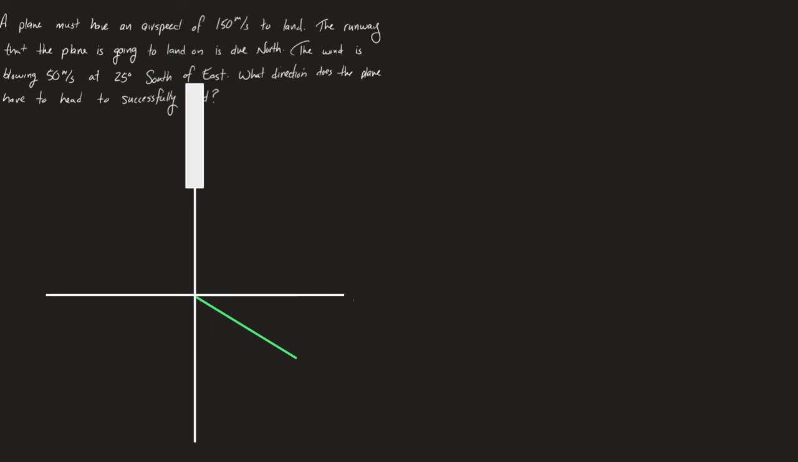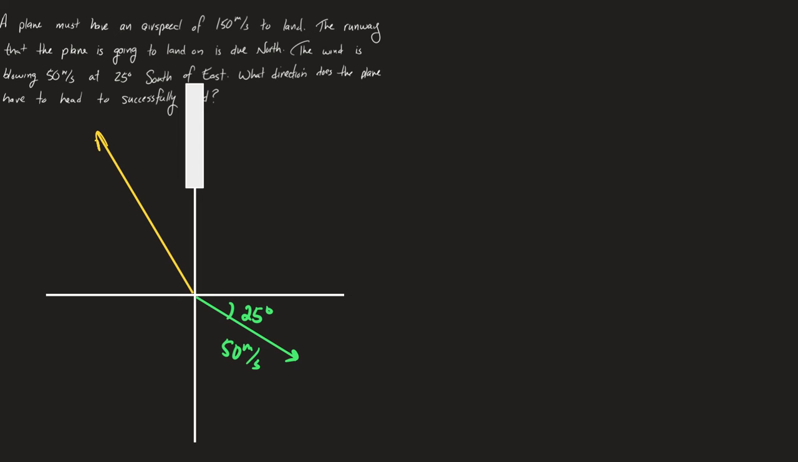So here's my vector for the wind. I'm not drawing necessarily anything to scale. I just want to be able to see it. If I want the plane to land by traveling down the runway, then I think the velocity of the plane is going to have to point that way, so that the wind will push the plane back on course.